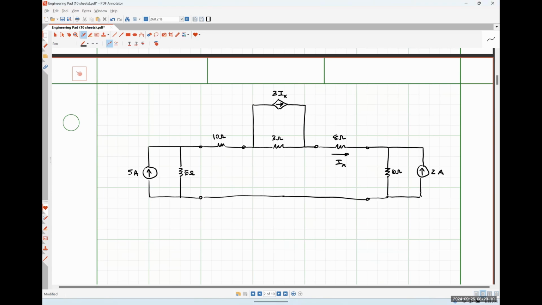If I wanted to apply mesh analysis, I count 4 meshes, which could be problematic because some of our calculators can't solve a system containing 4 equations and 4 unknowns. If I count my nodes, I have 1, 2, 3, 4, 5 nodes, which would also probably be a 4 equation, 4 unknown system. Actually, it'll wind up being 5 equations and 5 unknowns because I also have this extra thing here, Ix.